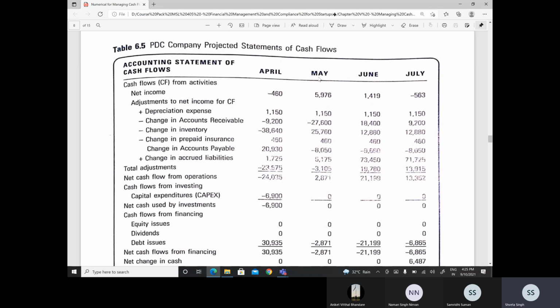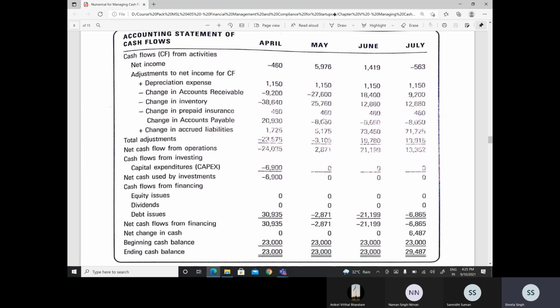Then similarly for May, we start with a net income of 5,976. We add the depreciation, we subtract any increase in accounts receivables, we subtract any increase in inventories, we subtract any increase in prepaid insurance. We add any increase in liabilities like accounts payable and accrued liabilities. We add all of this up, we get a total net cash flow from operation of 2,871, which is nothing but minus 3,105 plus 5,976. We don't have any investing cash flow, that is 0.